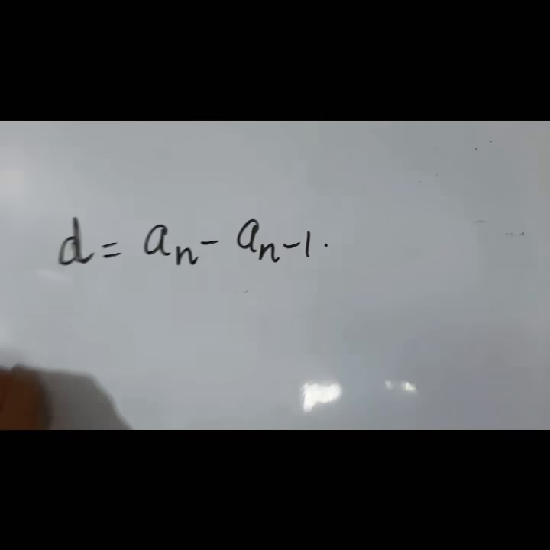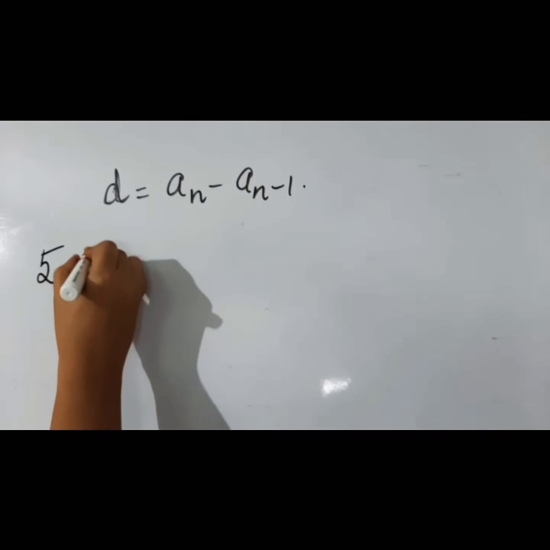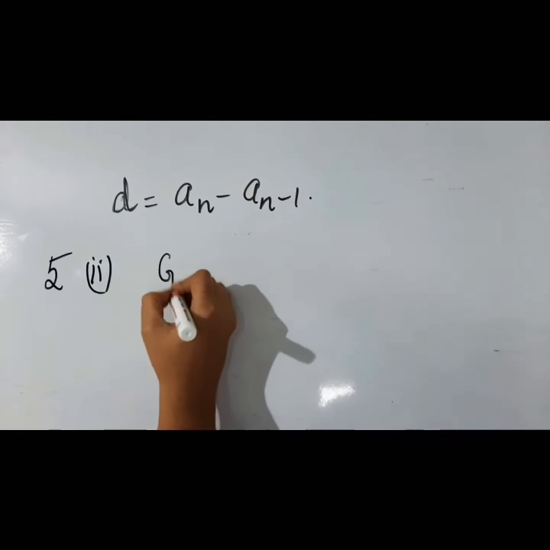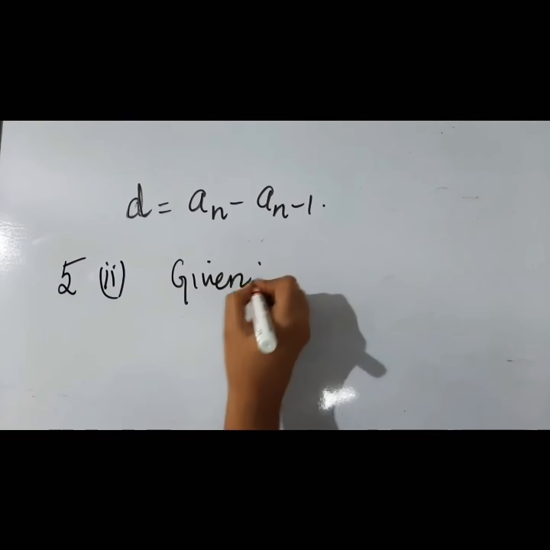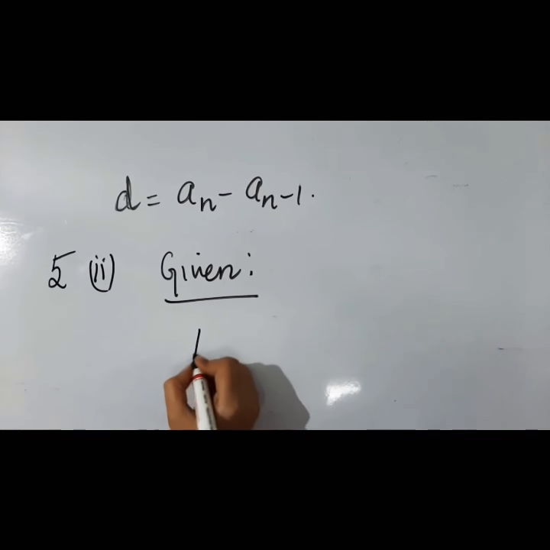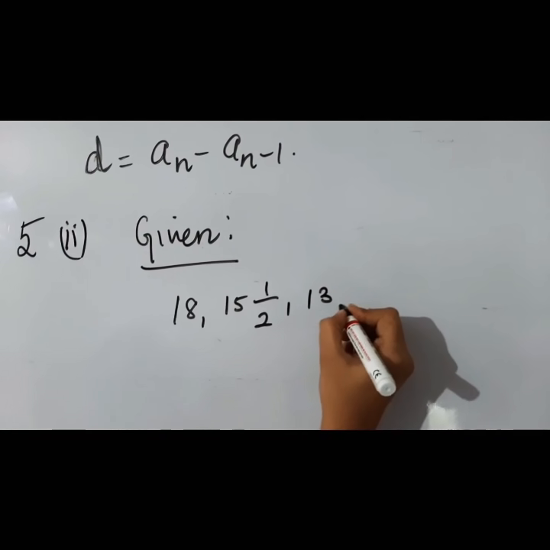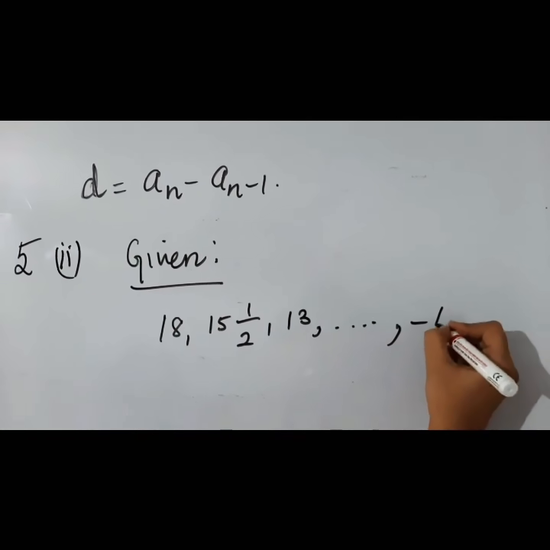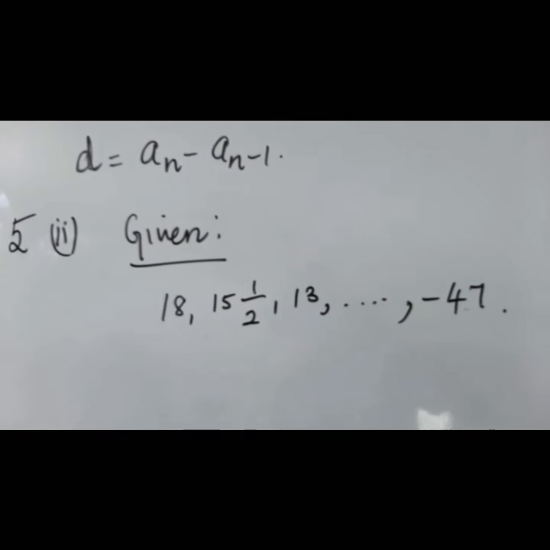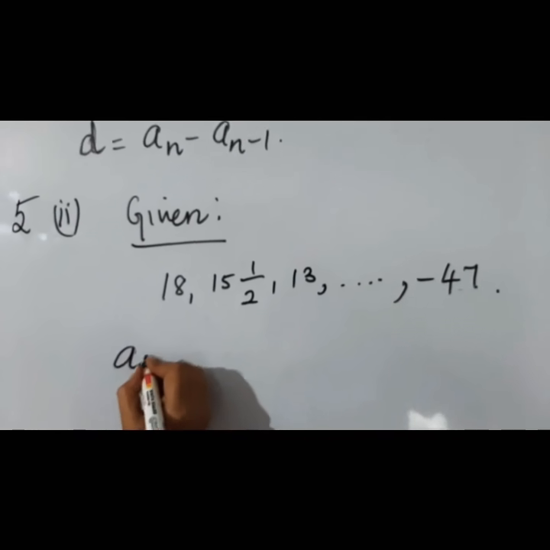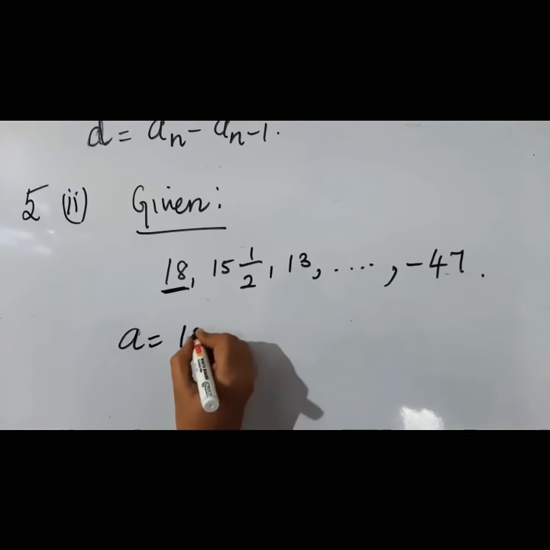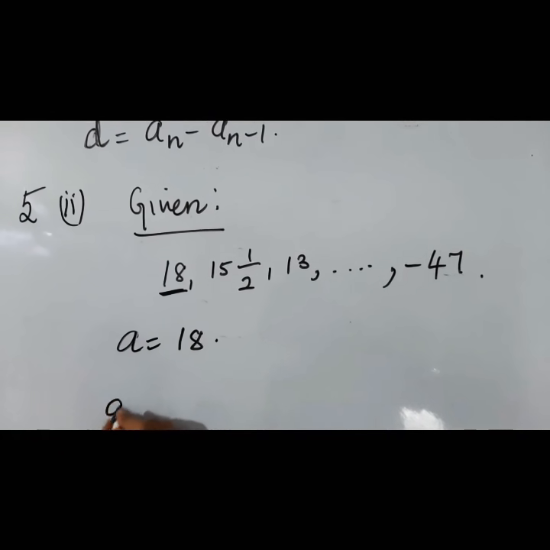First subdivision is homework. Let me solve subdivision 2. What is given? They gave an AP, that is 18, 15 1 by 2, 13, and so on up to minus 47. Now from this, what is a? Your first term, 18. How we will find out d?